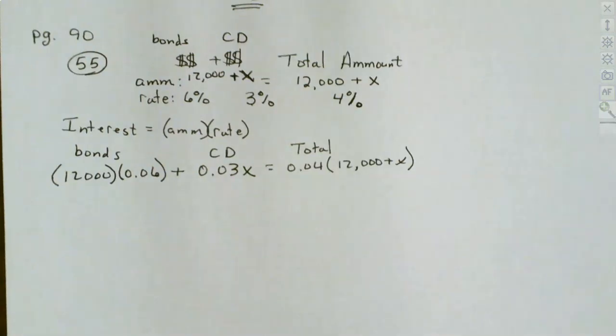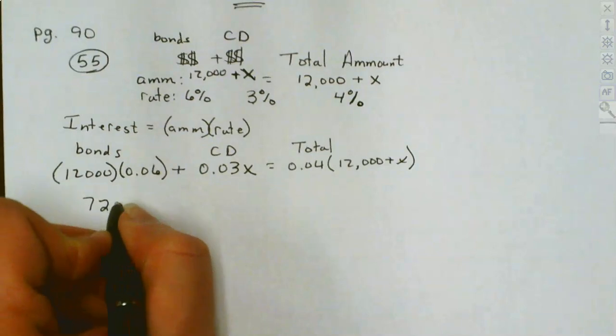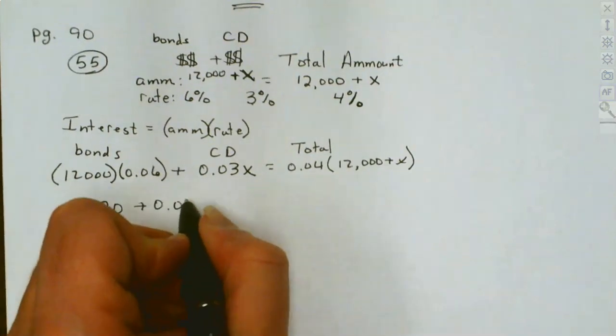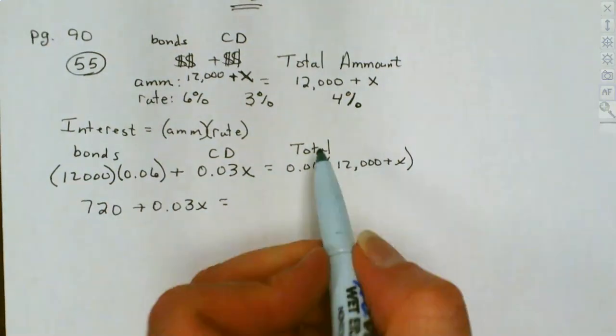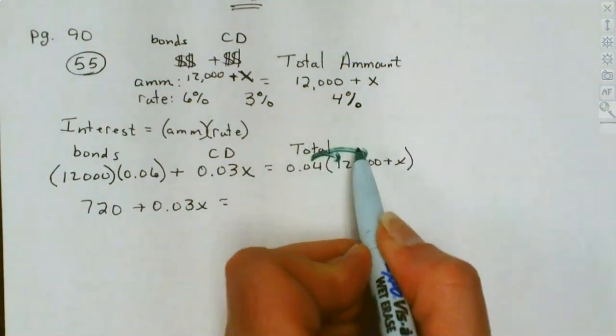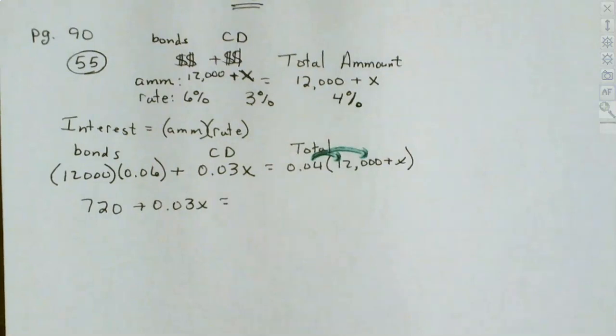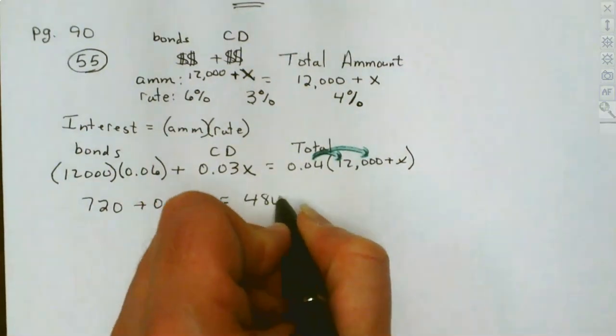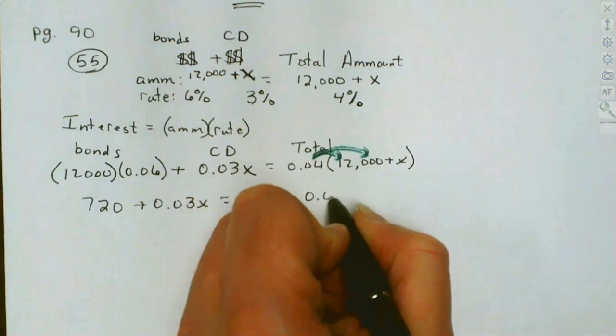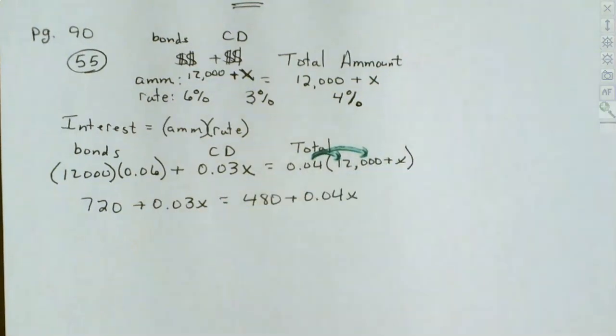So we're going to go ahead and multiply across here. So we've got 12,000 times your 6%. So that's 720 plus 0.03x. On the other side, we're going to use our distributive property to distribute that 4% through. And that's going to then give you that 480 plus 0.04x. We distributed. We need to solve it.